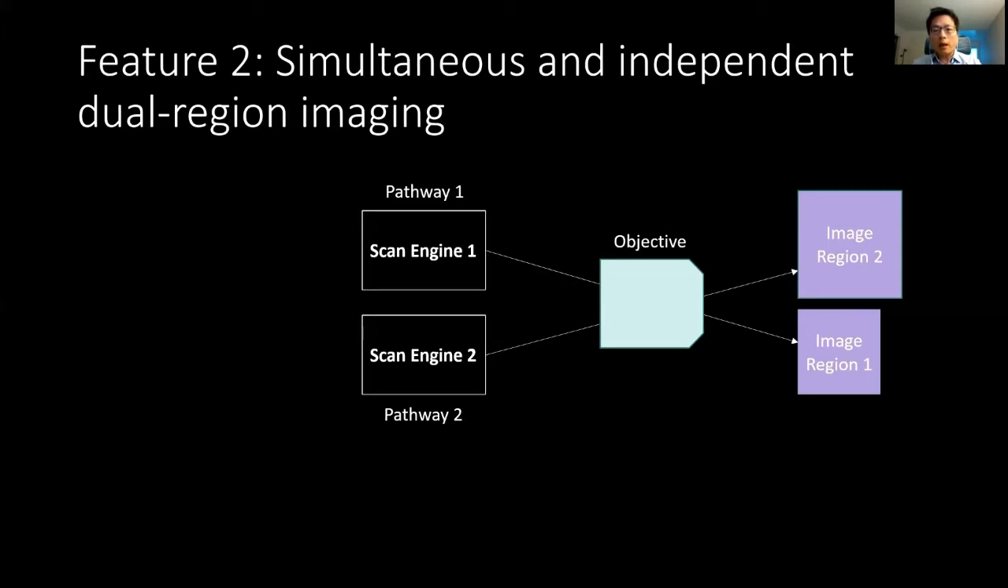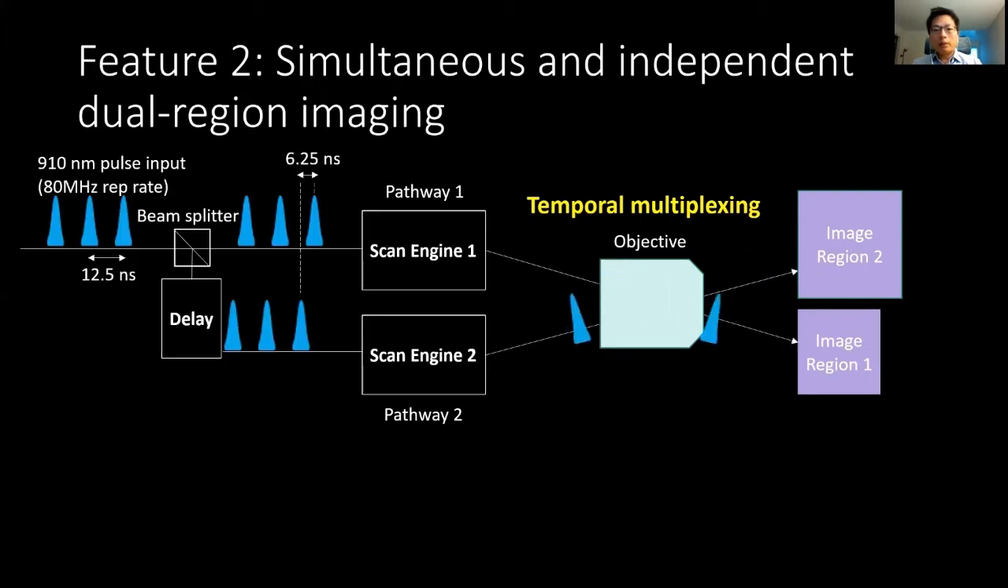So in order to be able to discern the emitted photons coming from which of these two imaging areas, we made the beam lengths from the two pathways arrive at the sample one after the other with a fixed time delay. So these two beam lengths are separated in time, and this process is called temporal multiplexing. The time delay was determined by the repetition rate of the light source, and it is half of the interpulse period of the light source.